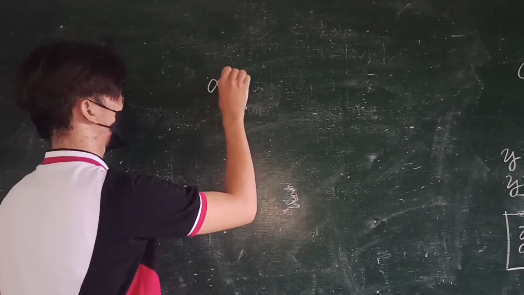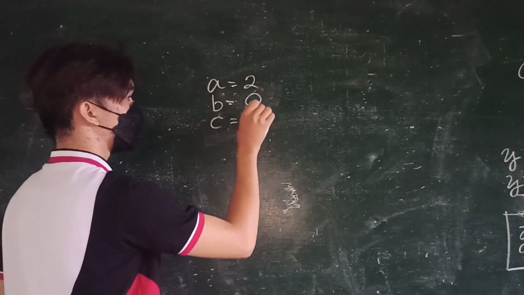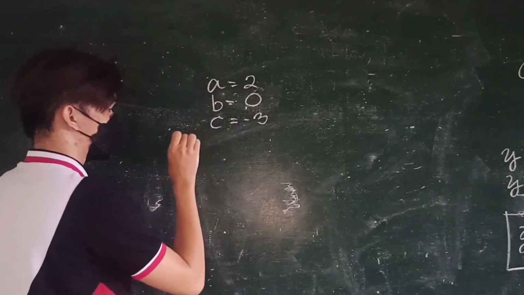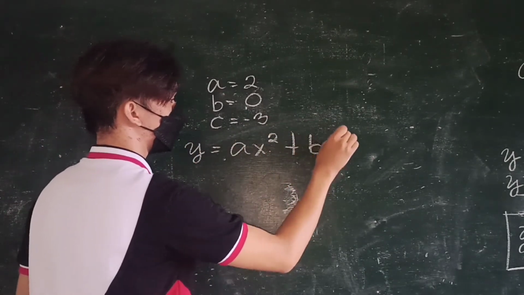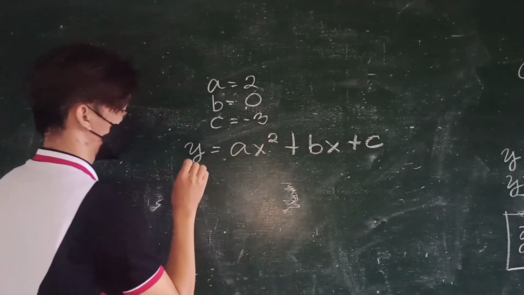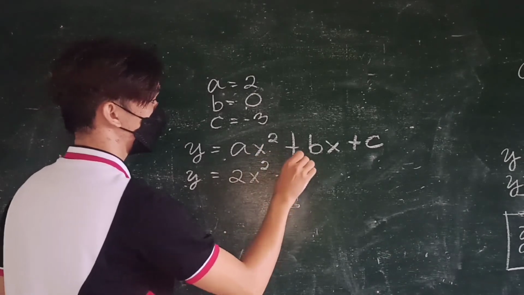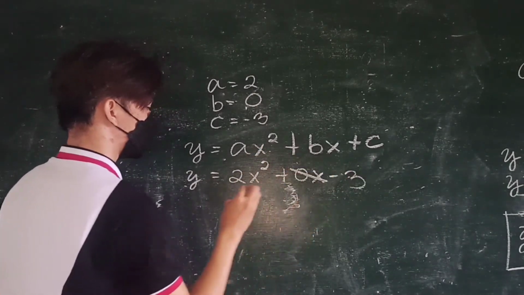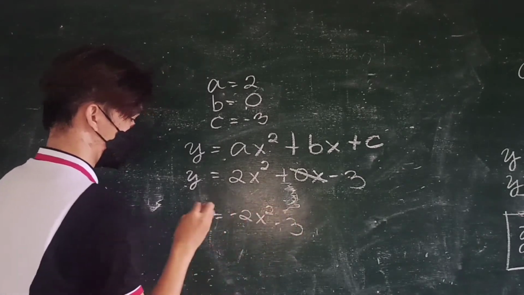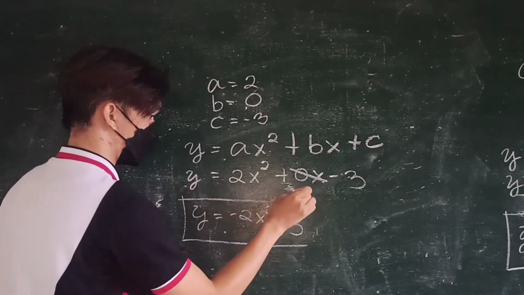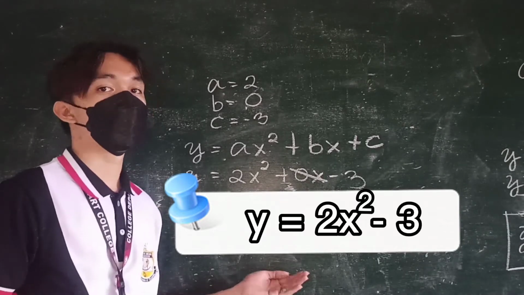Now it's time to look for the quadratic equation. Finally, we have the values of a, which is 2, b, which is 0, and c, which is negative 3. So we are going to substitute these values into the general form of the quadratic equation, y equals ax squared plus bx plus c. So we have y equals 2x squared plus 0x minus 3. So y equals 2x squared minus 3. So this is now the quadratic equation of the given function, given the table of values.